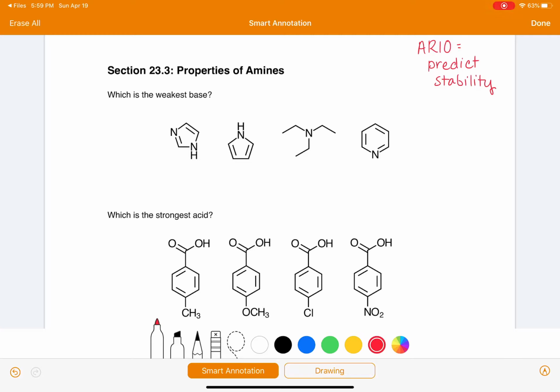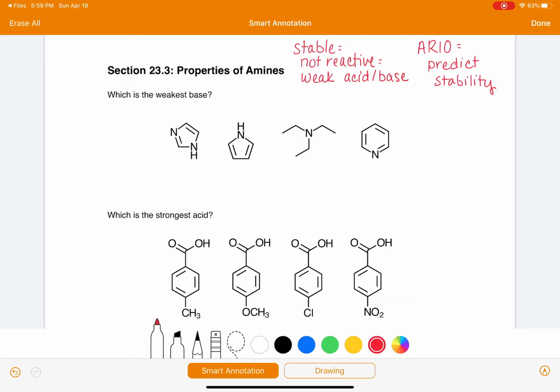Predicting stability is the same thing as predicting reactivity, which is the same thing as predicting acidity or basicity, because acidity and basicity are forms of reactivity. So something that is stable is not reactive. And if it is not reactive, that means that it would be a weak acid or a weak base, because acidity and basicity is just a type of reactivity.